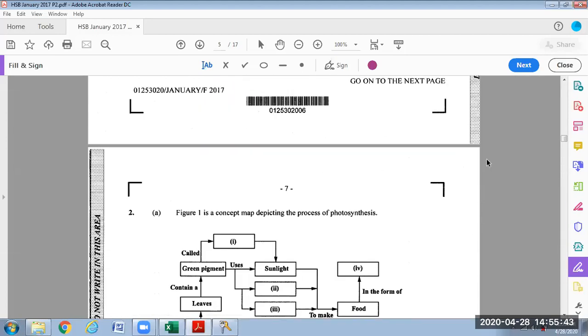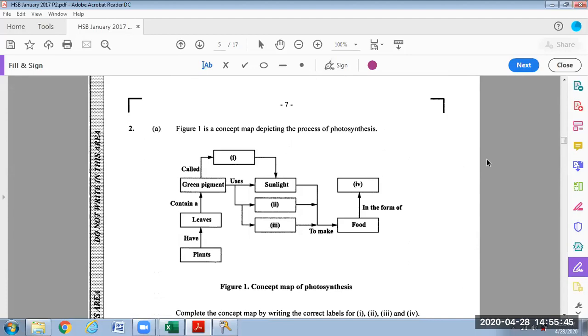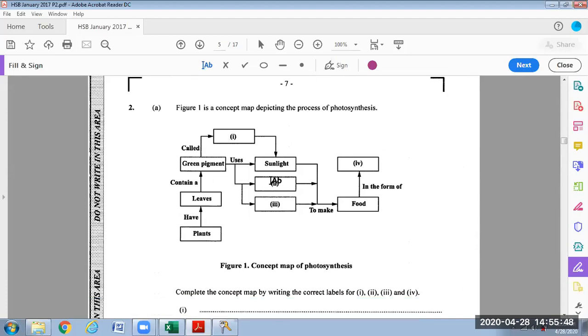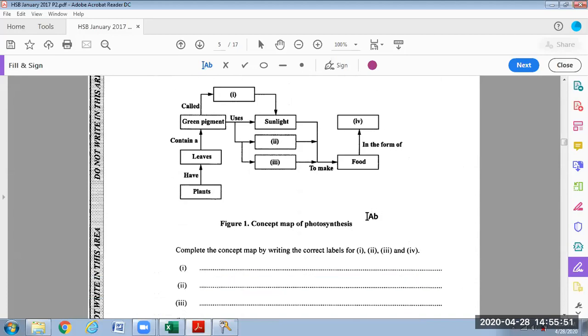Number 2 now. Figure 1 is a concept map depicting the process of photosynthesis. You have 1, 2, and 3. You have to follow the arrows here. Complete the concept map by writing the correct labels for 1, 2, 3, and 4. Concept maps are great when you're studying for multiple choice. Each topic, if you could form one, that will help a lot. So this is how you're reading it. It's starting from the bottom here. Plants have leaves that contain a green pigment called chlorophyll.